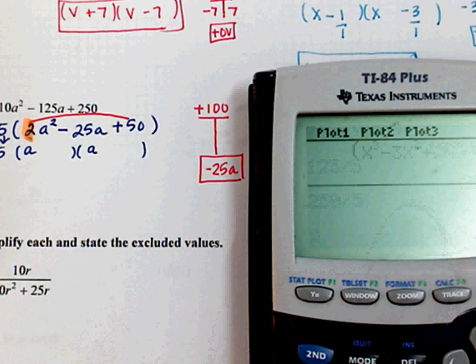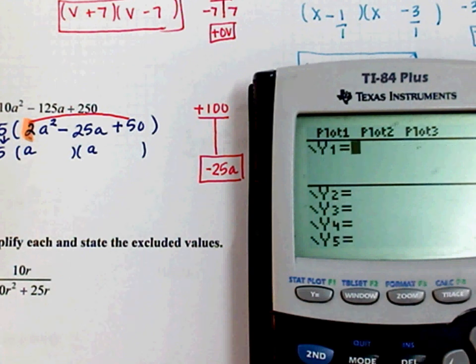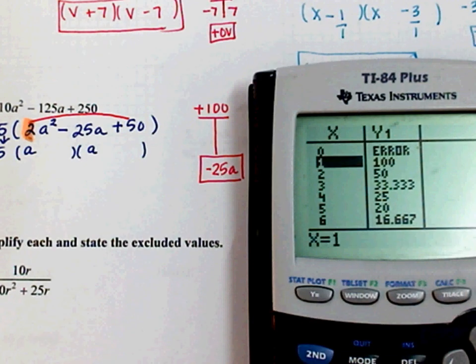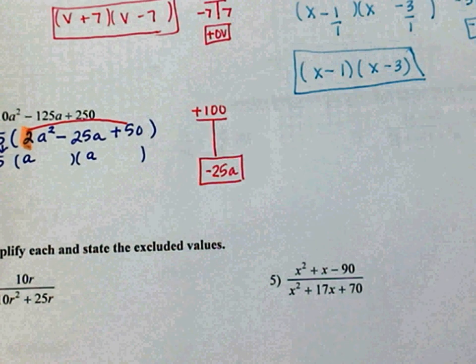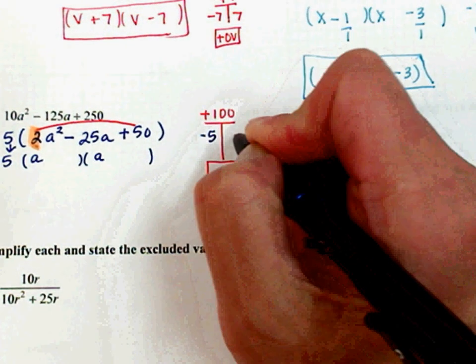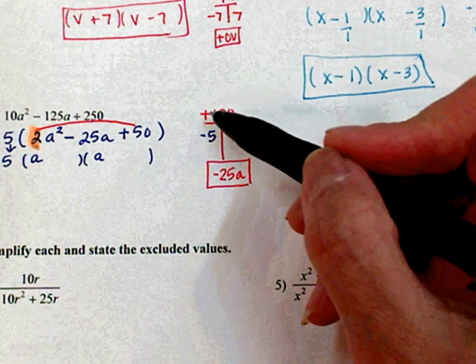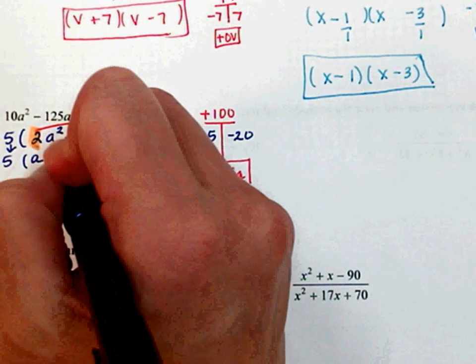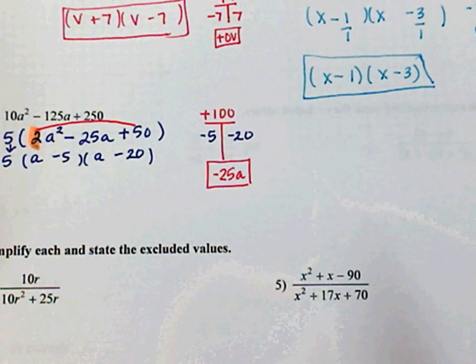Go to y equal, type in 100 divided by x. Go to your table, starts where x is 1. Do those add up to give 25? Nope, nope, nope. 5 and 20. There you go. See that? So guess what that is? So that's going to be negative 5, negative 20. Since they're adding, it's a plus, I'm going to add 2 negatives. So negative 5, negative 20.